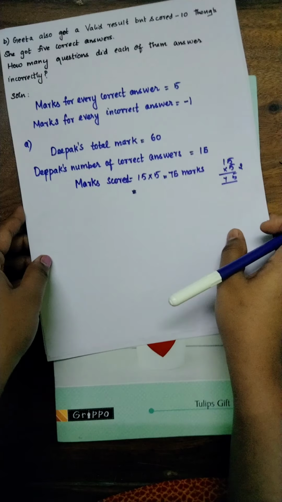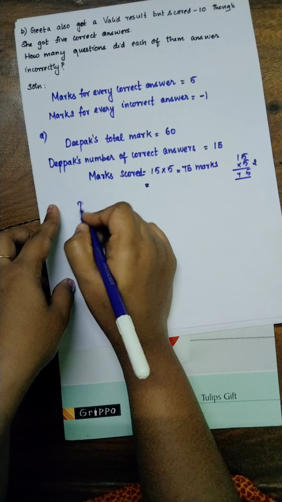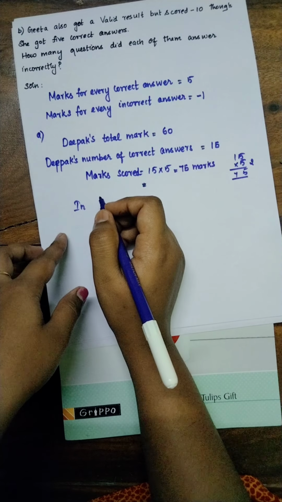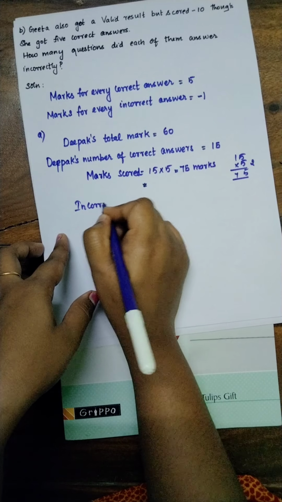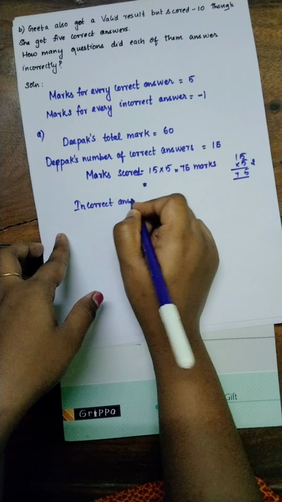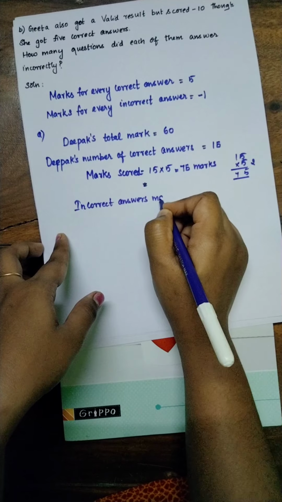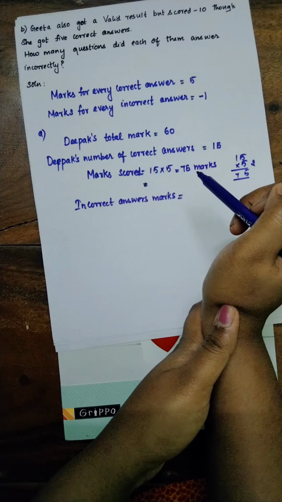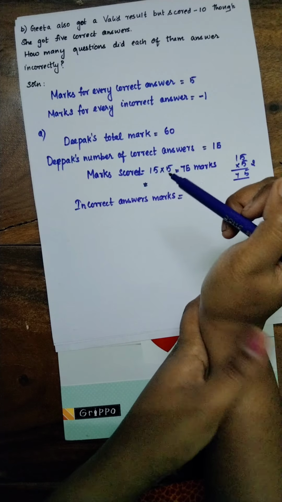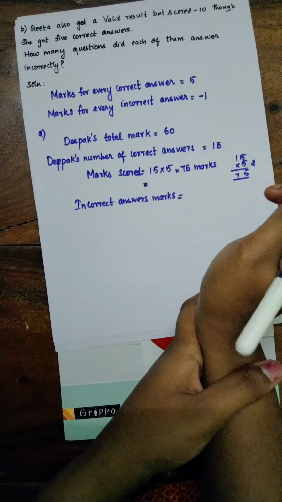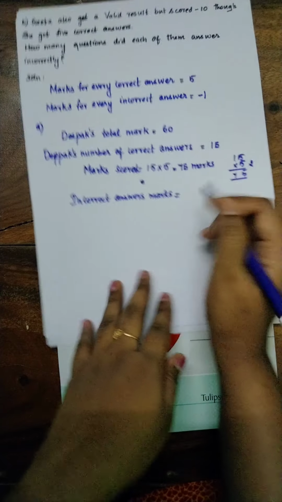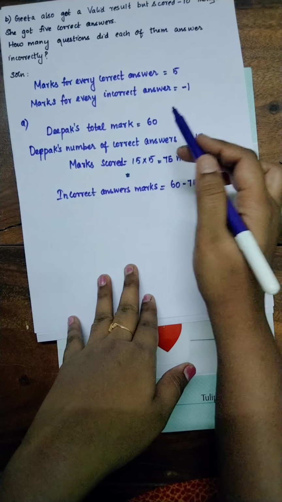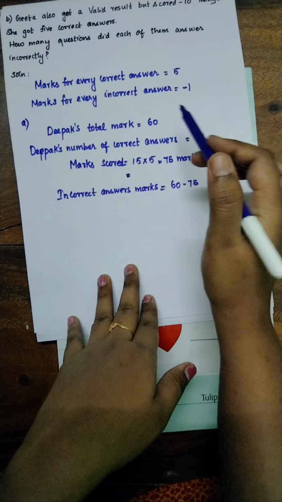So incorrect answers mark is equal to, how will you find? We know the total mark and marks for correct answers, right? We are going to find the incorrect answers marks. How will you find? Just subtract both the values. Yes, very good. So 60 minus 75. Subtract this 75 from the total mark. Okay, subtract this correct answer mark from the total marks.